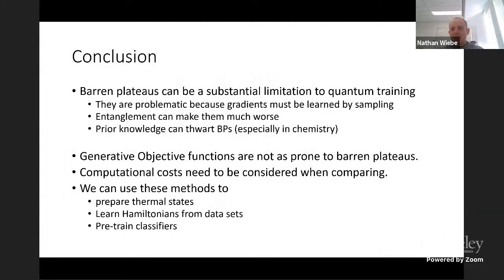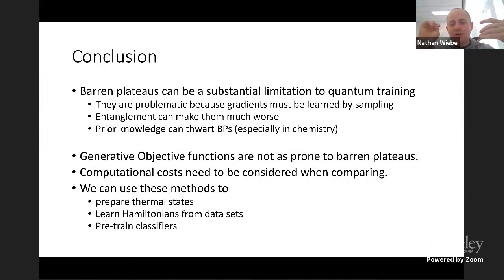So basically, to conclude, Barren Plateaus can be a real challenge when it comes to quantum machine learning. And I think it's fair to say that we don't have a universal solution for Barren Plateaus in general. They're especially pernicious for quantum neural networks because the gradient is only learned by sampling. We can't rely on double precision arithmetic to give us a high number of digits of accuracy for our gradient at low cost. Furthermore, we saw that generative objective functions like this relative entropy are not necessarily as prone to Barren Plateaus, although they can show up under certain circumstances.